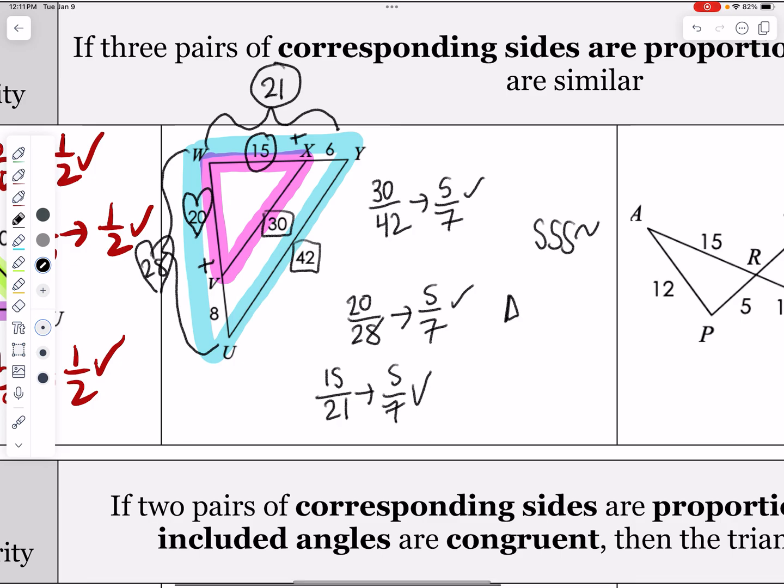So let's say you named the first one VXW. You can name the first one however you want. That would be similar to UYW. VXW went here, and then here, and then here. So UYW.